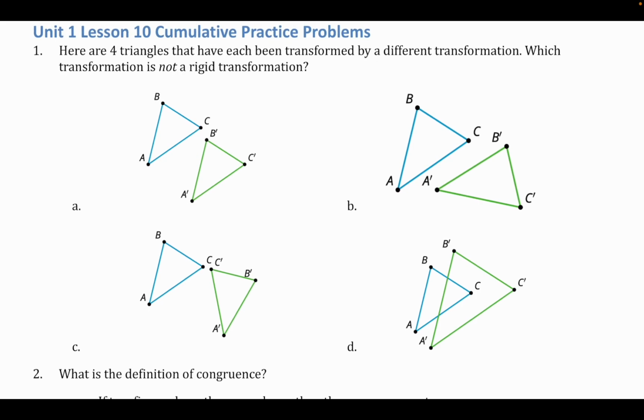And for us, that is going to be this group right here. That is going to be D, because that triangle has gotten bigger from the blue to the green version. So that one is not a rigid transformation.